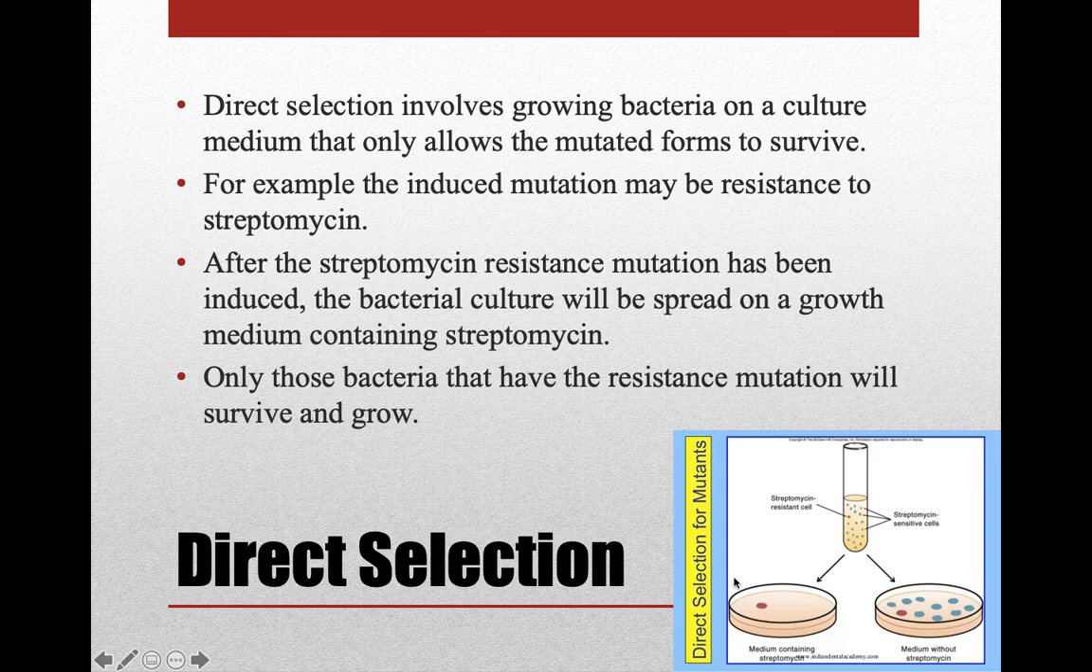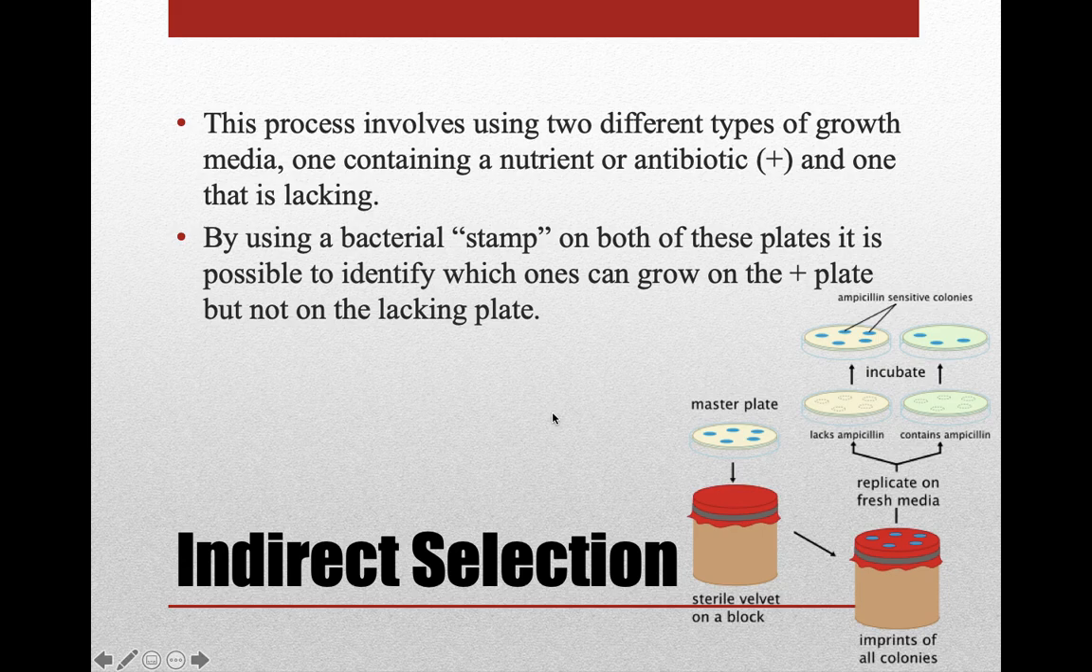So that's how you get this guy away from all of the other stuff. You put a plate containing just the antibiotic that you're trying to induce a mutation for, and the ones that grow on it are resistant. So this is called direct selection. You can have indirect selection. It's pretty much the same concept, but you use two different plates.